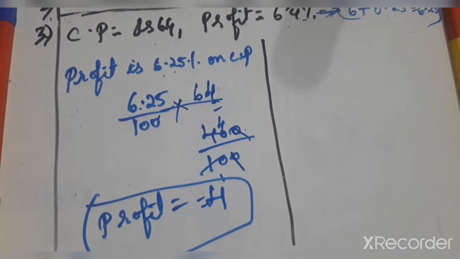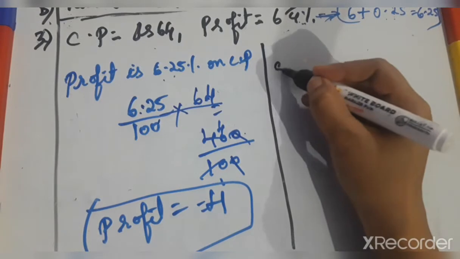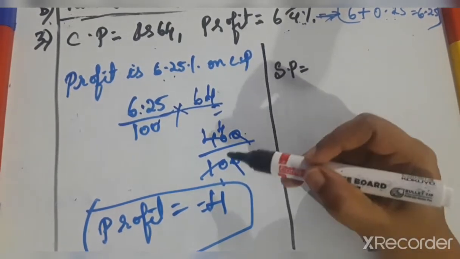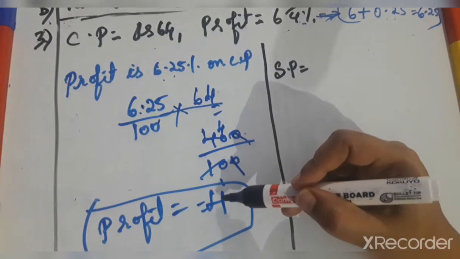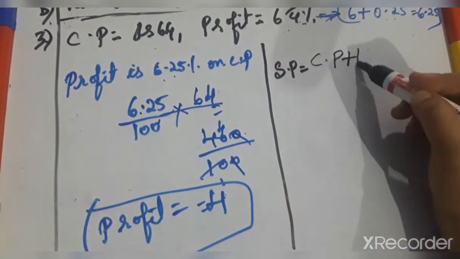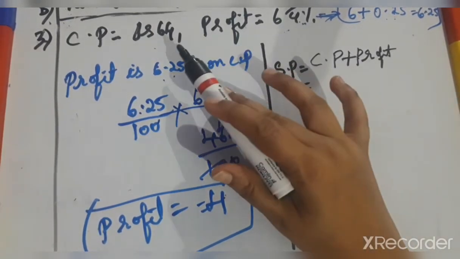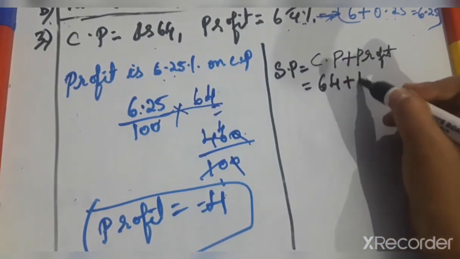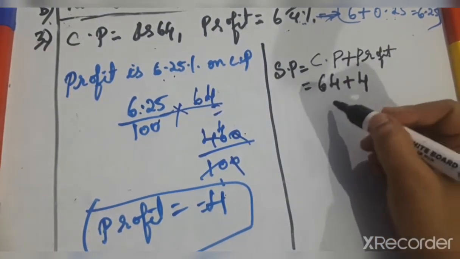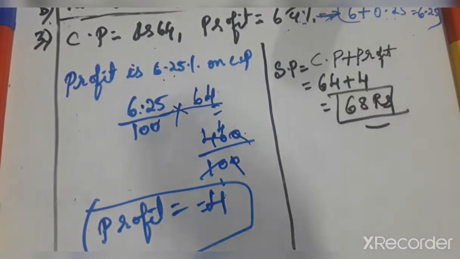The profit here is 4. Now we have to find the selling price. The percentage of profit is given, and with the help of the percentage of profit, we calculate the profit. Now to find the selling price, we want the profit or loss amount. So here profit. So the formula is cost price plus profit. Cost price is 64 rupees plus 4. So 64 plus 4 is rupees 68, which is the selling price.